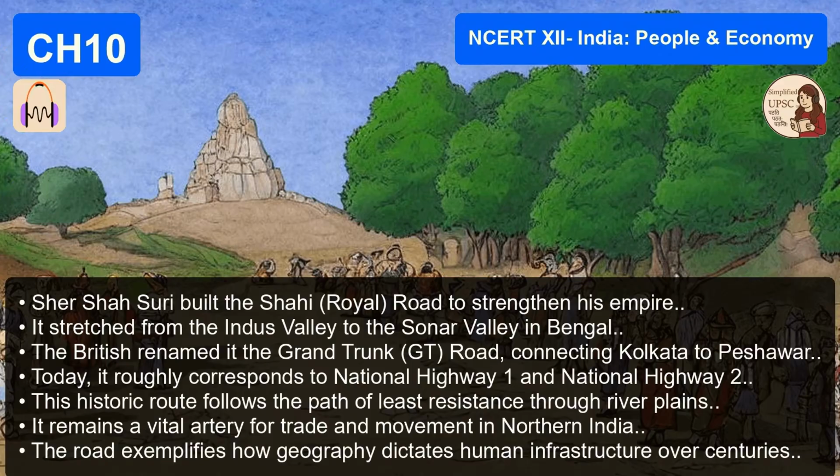India has been a road-building civilization for a very long time. Right. It explicitly mentions Sher Shah Suri. I remember reading about him in school, but the text calls him a visionary. What made his approach to roads so special?